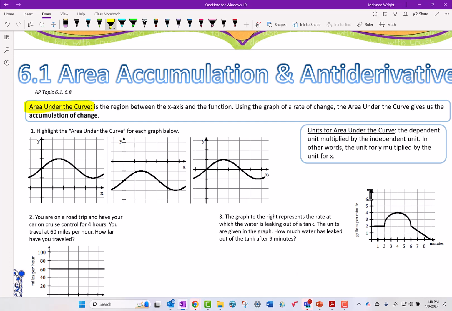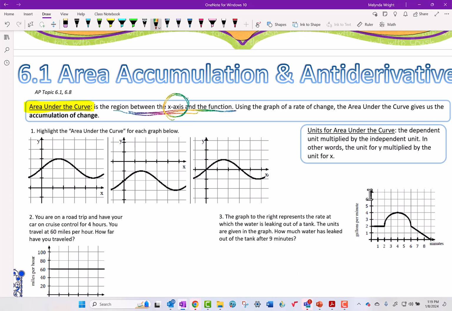And so the area under the curve is the region between the x-axis and the function. That's what we need to keep in mind. It's between the x-axis and the function. It's not necessarily underneath, like below. It really depends on where the function resides. So we're looking at the region between the x-axis and the function.